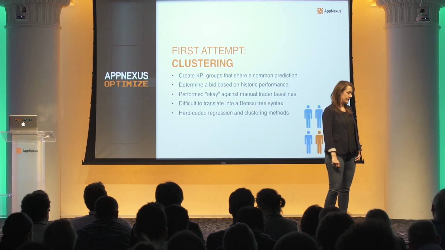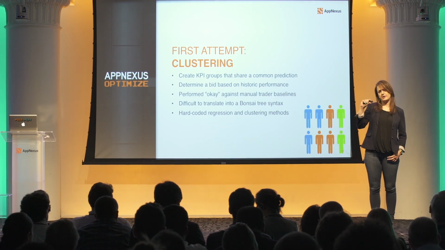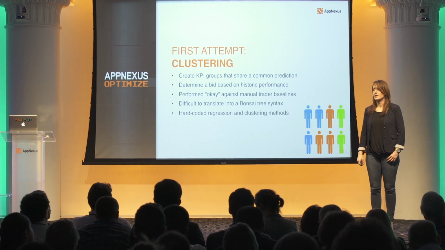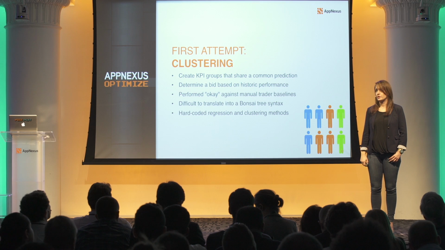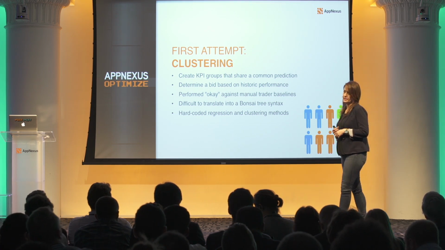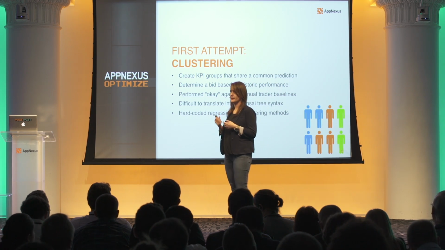These types of trees that we experimented with early performed okay. They were a tiny sliver above what a manual trader would perform as, which is good for the most part, but it wasn't quite the performance that we were looking for. It was also very, very difficult to translate into the bonsai tree syntax. It just wasn't a natural progression from clustering to bonsai.